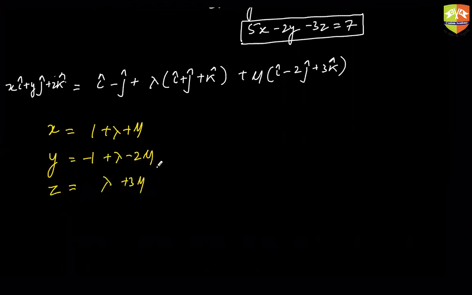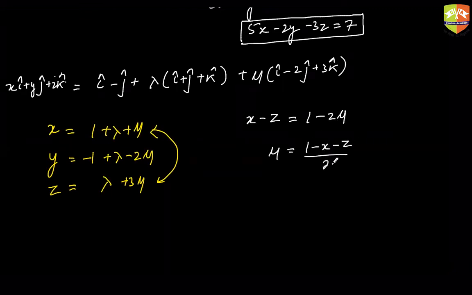Now from here, I have to eliminate my lambda and mu. So what I'll do is, I'll take any two of the equations. Let me take the first two. Not first two, first and the last. Okay, so let me subtract it first. So when I subtract, x minus z is equal to 1 minus 2 mu, correct? So mu is nothing but (1 minus x minus z) by 2.